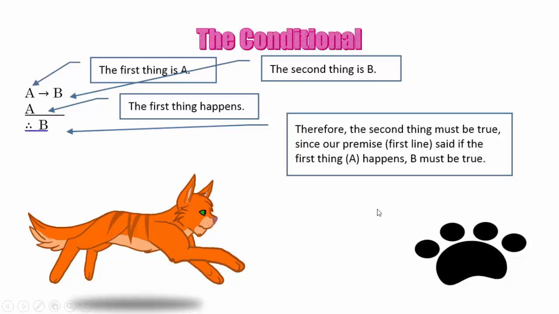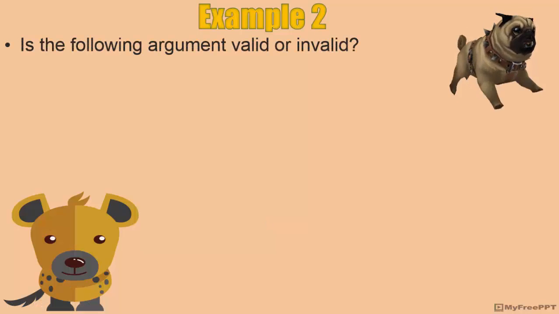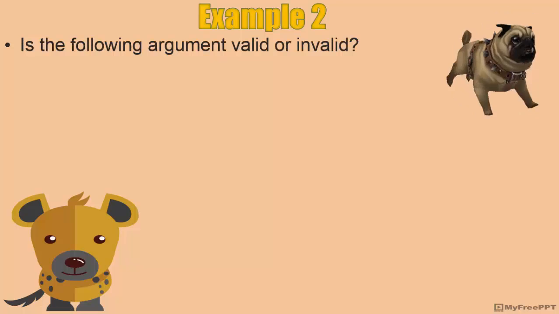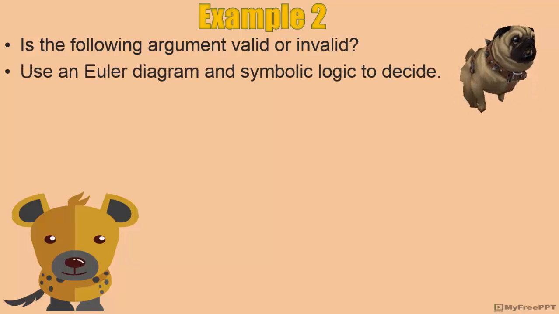So these are important things to know when dealing with the conditional statement. It's important to know how you can tell the pattern of a valid argument and distinguish a valid argument's pattern from an invalid argument's pattern. In example number 2, we're going to decide whether or not this following argument about Bonzo is valid or invalid.